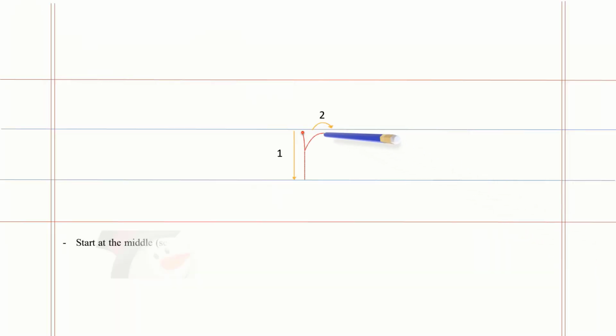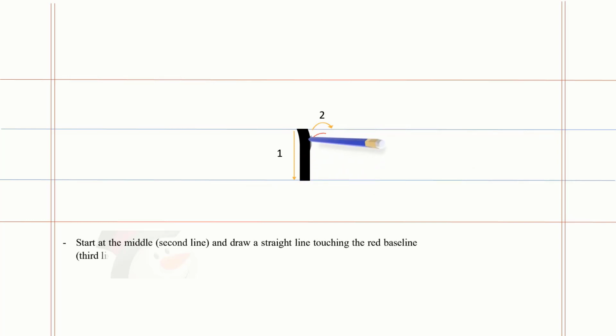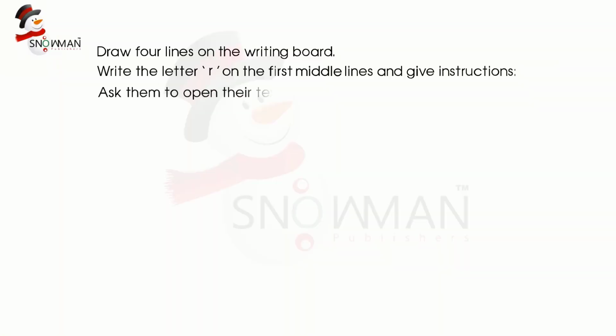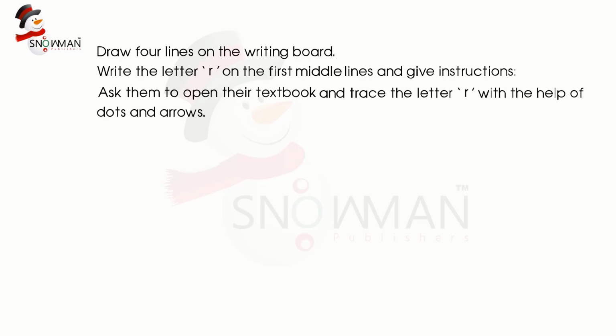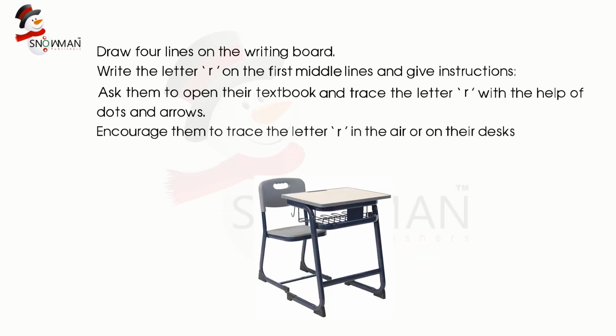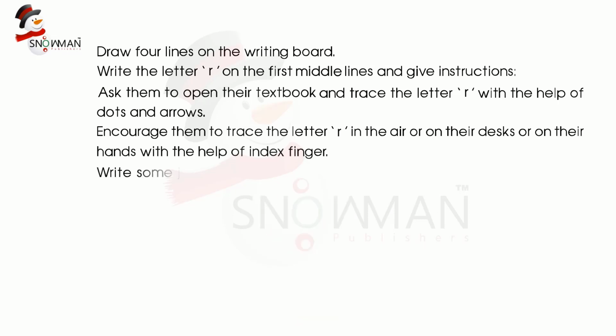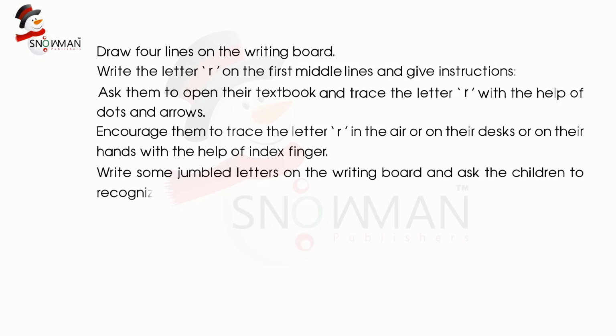Start at the middle, second line, and draw a straight line touching the red baseline, third line. Then go up and around to the right. Ask them to open their textbook and trace the letter R with the help of dots and arrows. Encourage them to trace the letter R in the air, or on their desks, or on their hands with the help of index finger. Write some jumbled letters on the writing board and ask the children to recognize R.